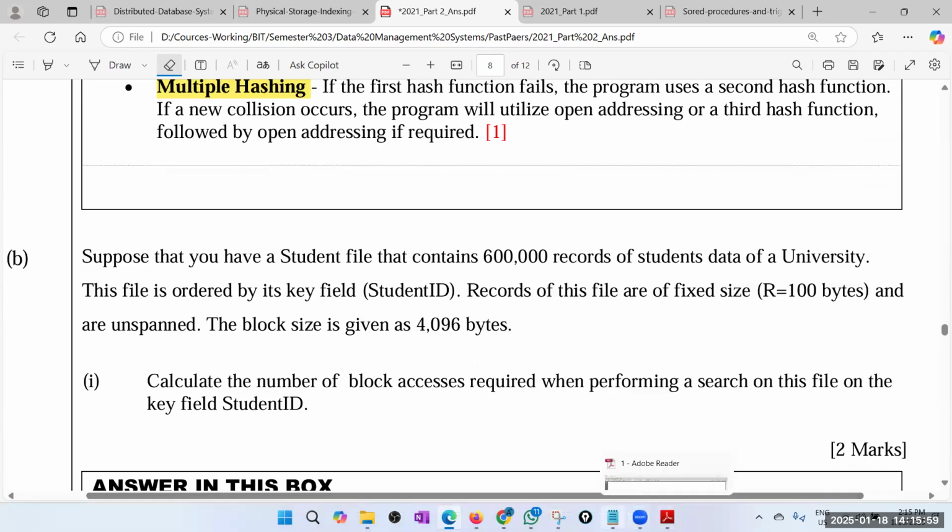Suppose that you have a student file that contains 600,000 records of student data of a university. The file is ordered by the key field student ID. Records of this file are of fixed size, 100 bytes, and are unspanned.